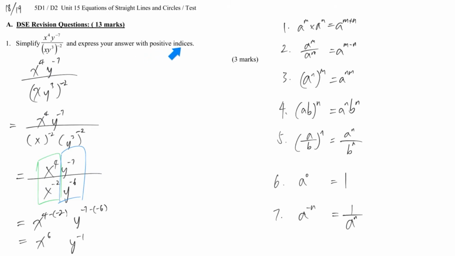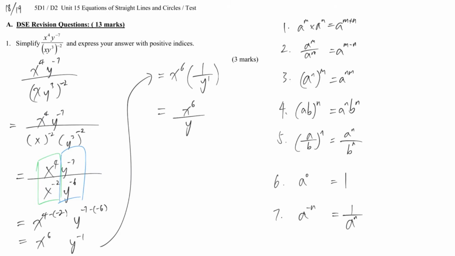Finally, we accept positive index only, so this is not proper format. And we are going to use the last one to simplify it. X power of 6 and then y power of -1, that means divided by y power of 1. So to combine them, x power of 6 times 1, we have x power of 6 and then over y power of 1. Positive index means keep multiplying. Therefore, negative index means divide.